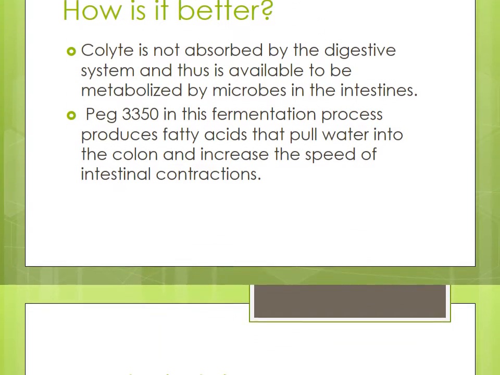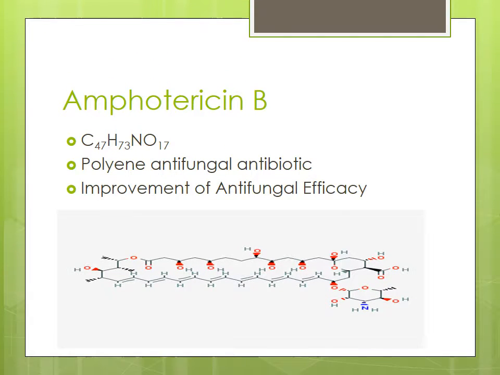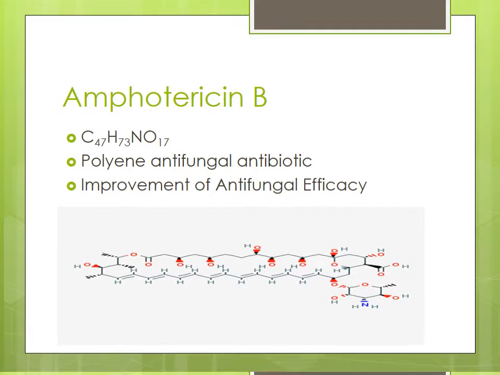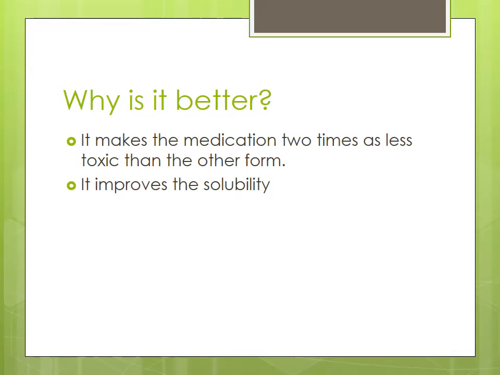Amphotericin B. In this study, they used amphotericin B with PEG to improve antifungal efficacy. Why is it better? Well, according to this article, it states that with PEG, there was no increase in in vitro toxicity to the cells. It also says that it improves the solubility of the amphotericin B and increases the therapeutic index.